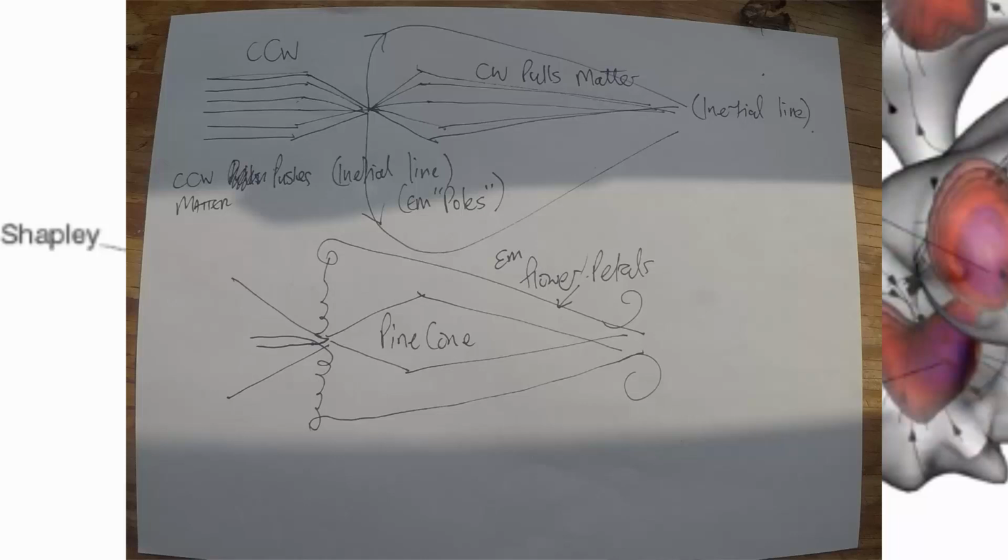It must have counterclockwise in, because counterclockwise energy pushes matter in that direction. And it must be clockwise out, because clockwise rotates matter backwards. So, as you see there, I've got the pine cone and the flower EM petals. This is the piece that is going around where the Earth is.